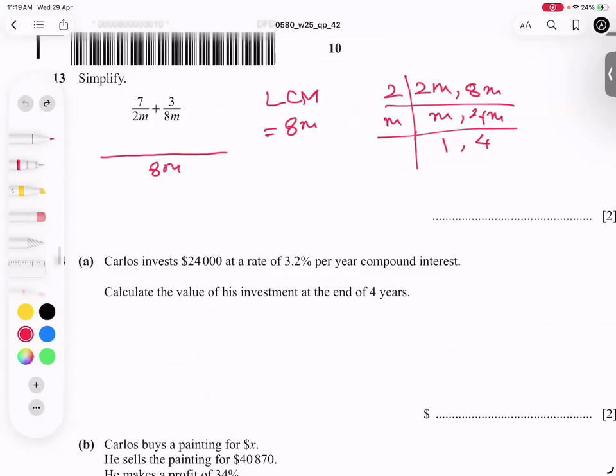Is the 8M matching? So plus 3, copy. But is the 8M matching? No. So multiply 4 up and 4 down. So I got 7 twos are 28. And I'm getting 31 over 8M. And this is our answer.